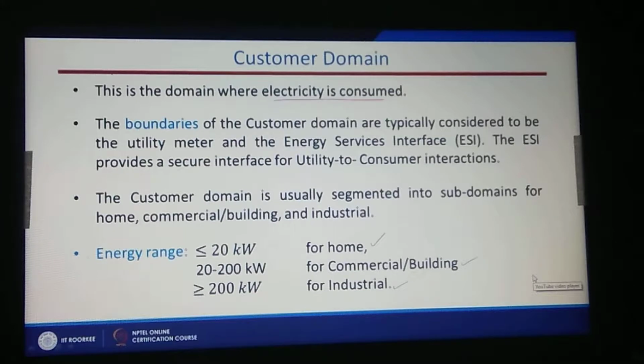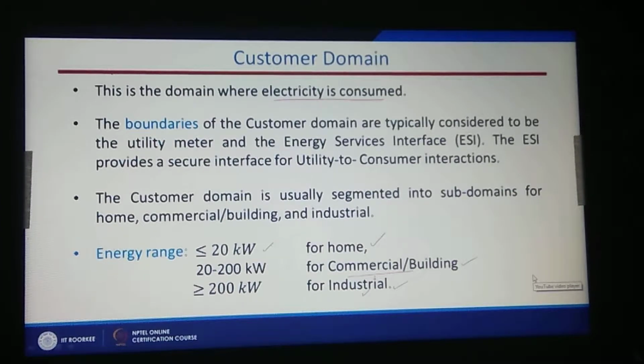If you could see the power range for home type of consumers, it is less than or equal to 20 kilowatt. And for commercial buildings, the power range is within 20 to 200 kilowatt. And similarly, for the industrial part, the power range should be greater than or equal to 200 kilowatt. This is basically the energy range. Based on the energy range, we classify the customers in this manner.